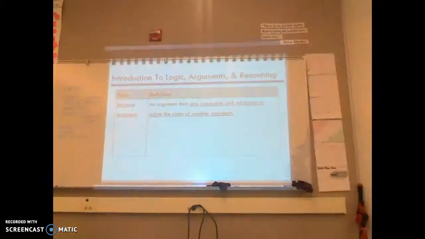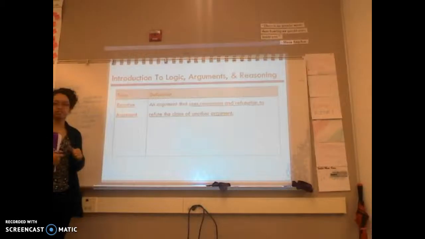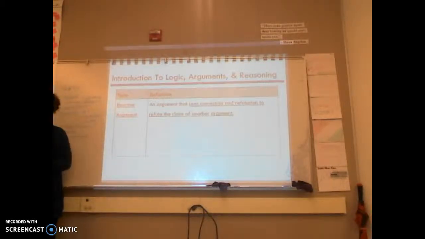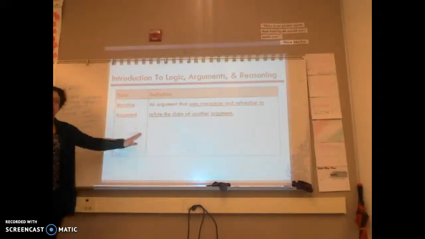Okay, and next type of argument is reactive argument. So you'll notice that we had inductive reasoning, we had deductive reasoning, but we didn't have reactive reasoning. But we have a reactive argument. So, what do you guys think of the term reactive? It's like cause and effect. Response, cause, and effect. Yeah, something happened first.